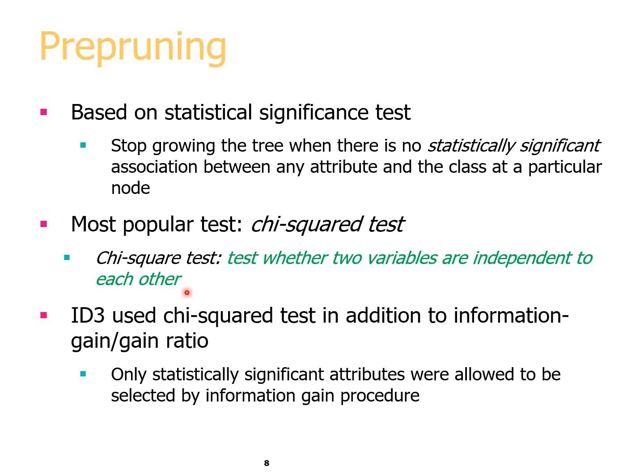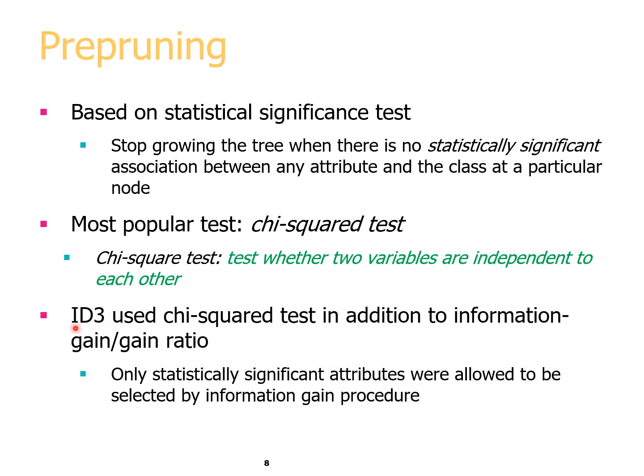After the test, let's say the attribute you selected turns out to be independent of the class label, then you don't have to add the attribute to the decision tree. It doesn't make sense, right? The attribute you select has nothing to do with the class label. So in that case, you stop adding to the decision tree. You stop there. That's the basic idea.